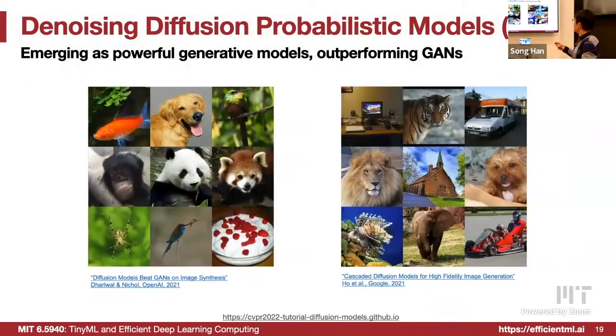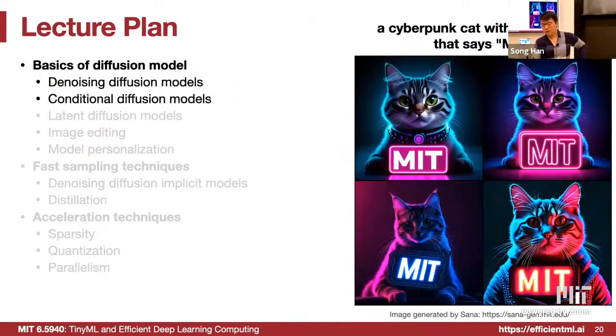So these are the generated images, actually outperforming GANs on the ImageNet dataset. So it's a pretty good result, pretty good start. Okay, so now let's talk about conditional diffusion models.